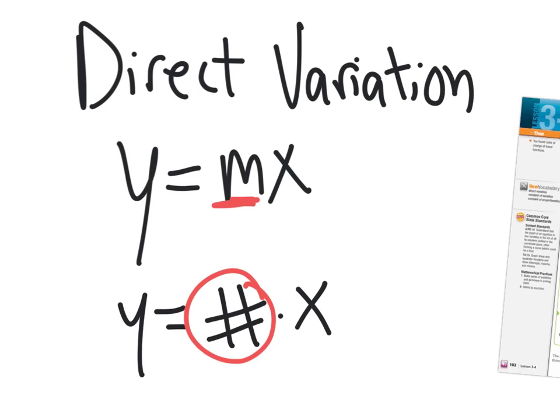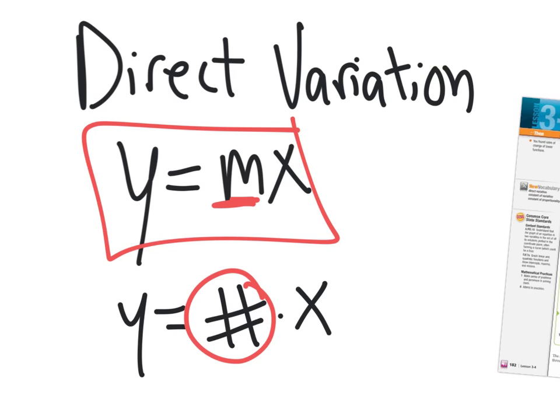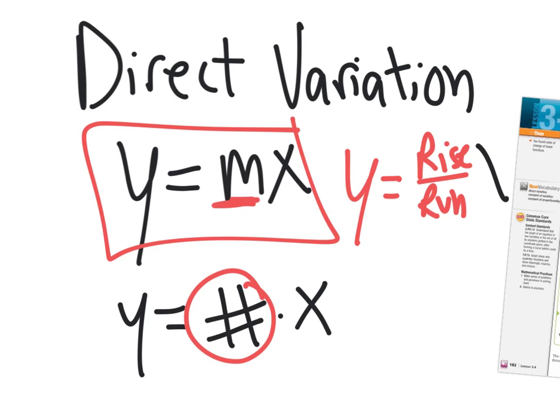And we all know that slope, we usually like it as a fraction, rise over run. Okay? So again, direct variation, y equals a number x. And we know it's going to ultimately be y equals rise over run with an x right after it. Okie doke?